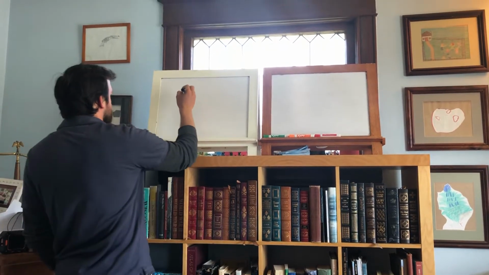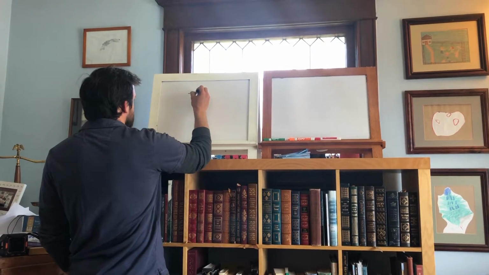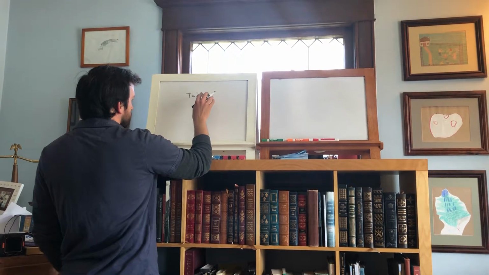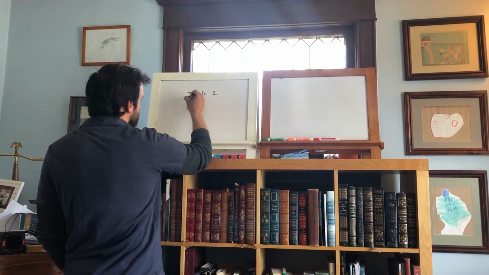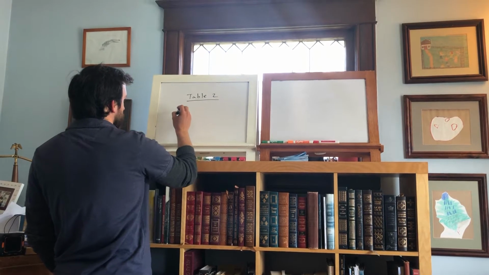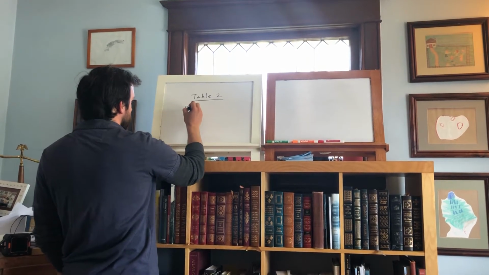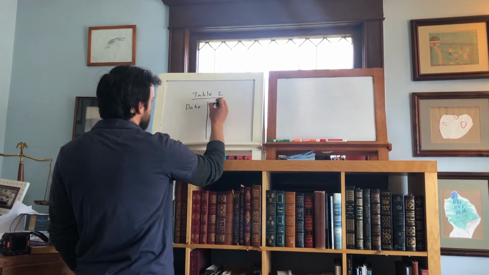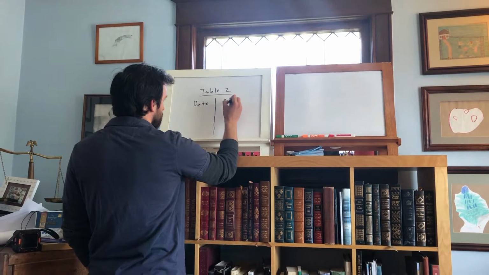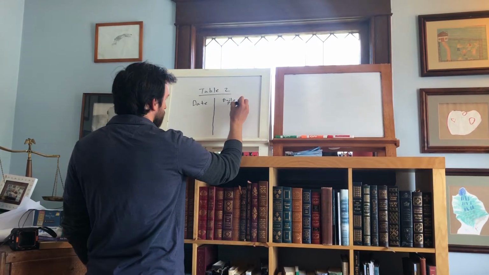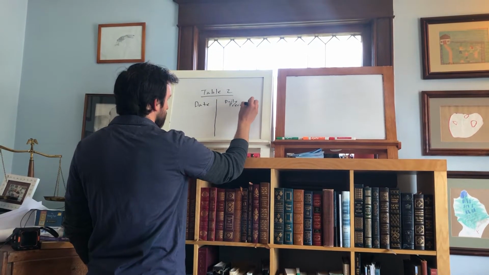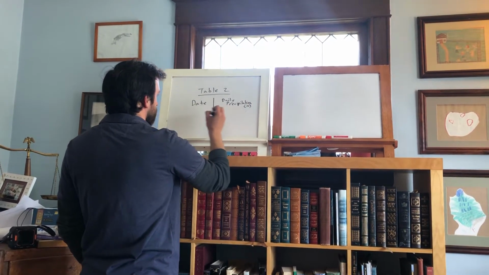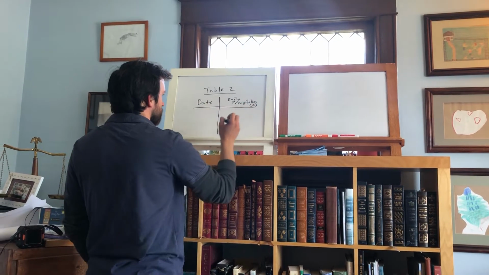So the first thing that you want to do is make your table and fill in the necessary information. In this case, this is table 2, and what we're working with is 2 variables, one being date, the other daily precipitation. And this is measured in inches. So date and daily precipitation are variables.